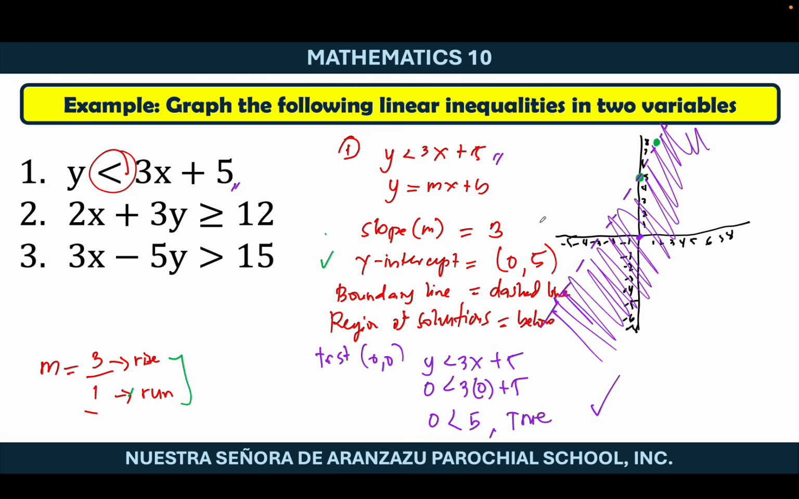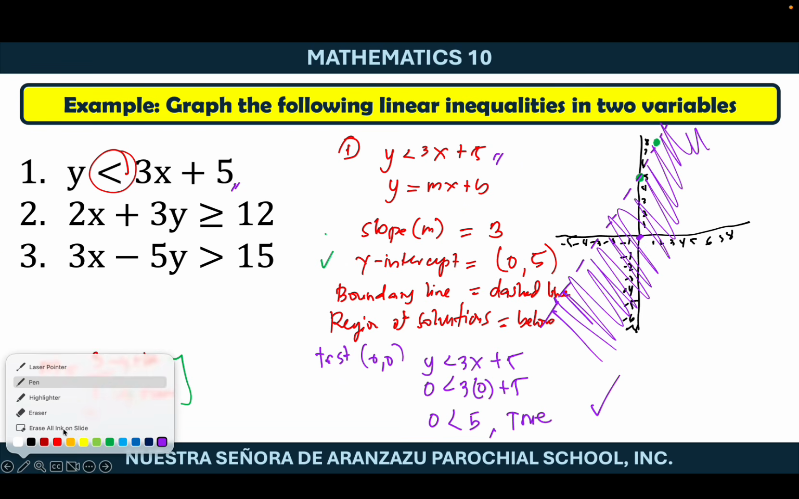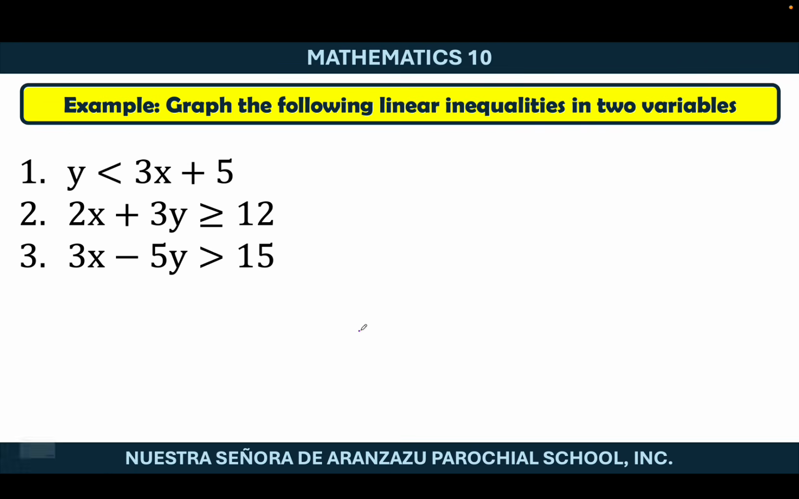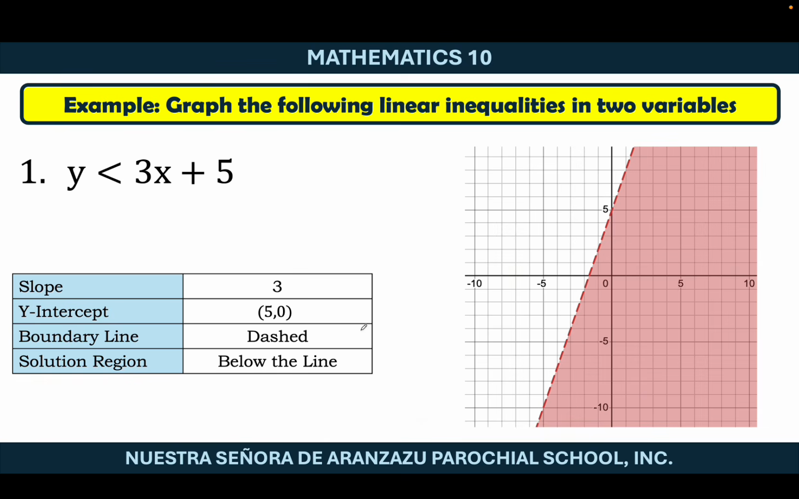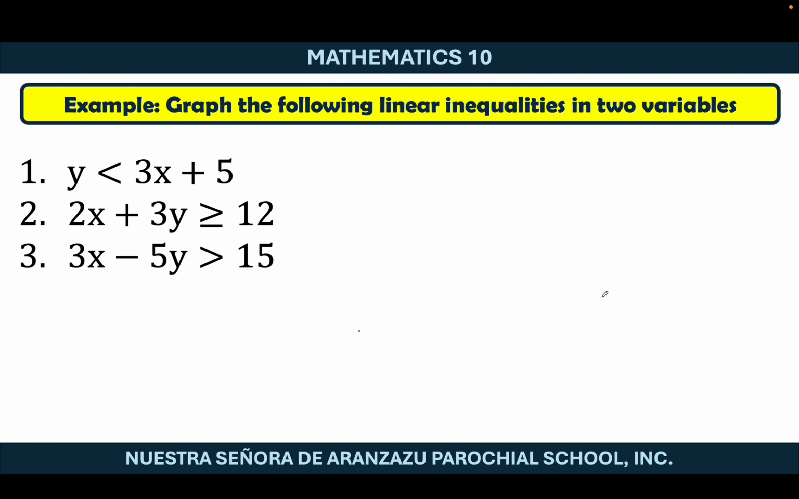Ay, malinaw ba? So, yun lang yung step by step sa pag-solve nitong linear inequality in two variables. Okay, so please take a screenshot. Then, I'm going to erase the illustration or the annotation. And for more accuracy, ito yung kanyang graph. Oops, yan. So, slope is 3, 5, 0, dash line, below the line. So, yan. So, you may use pencil sa pag-shade or other color of pen. Okay. Next, let's try this number 2.